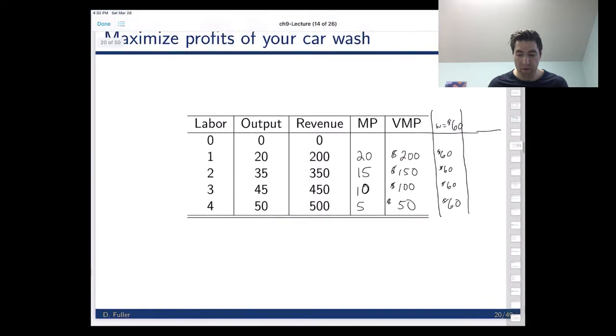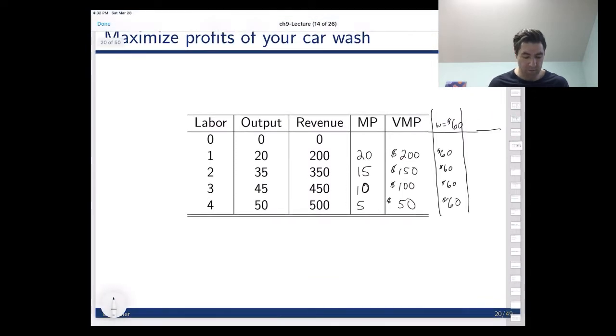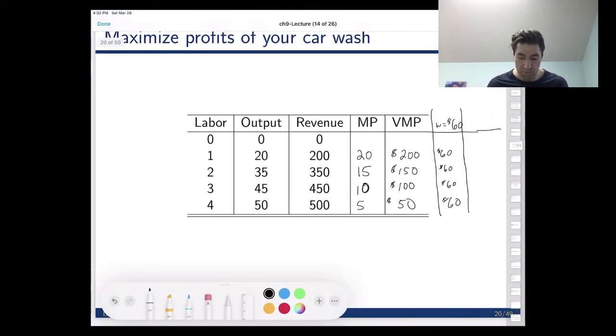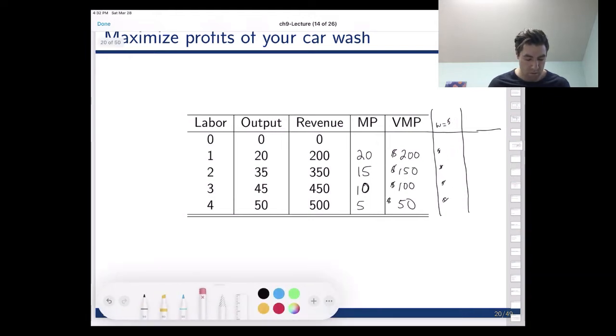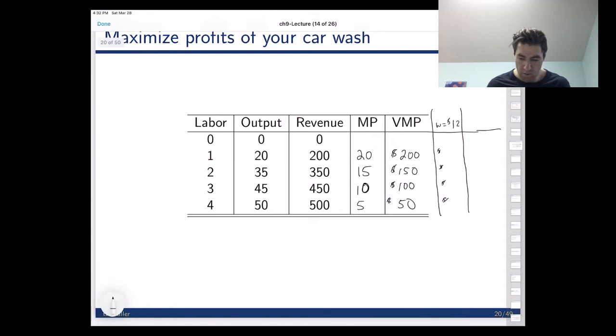If I go back up to my example, and instead of a wage of $60, let's make that $120. So the wage is $120. Now where do I stop? If I use my condition that I'm going to want the value of the marginal product greater than or equal to the wage, where do I stop now?